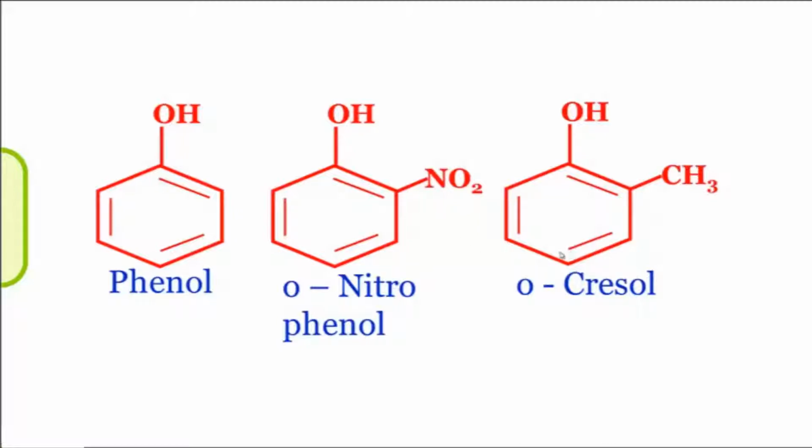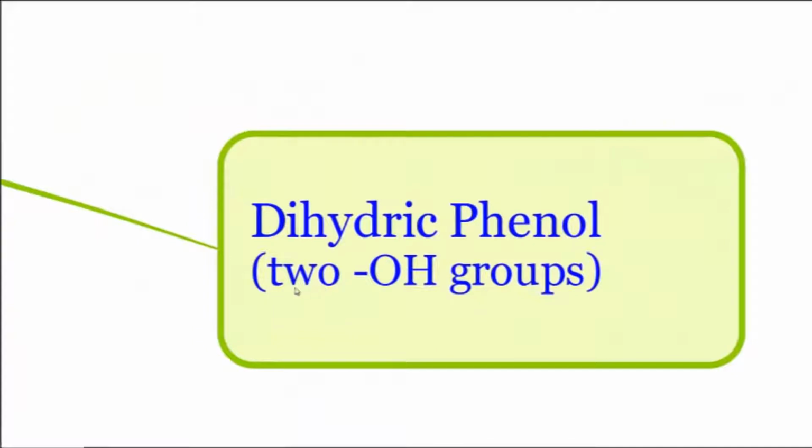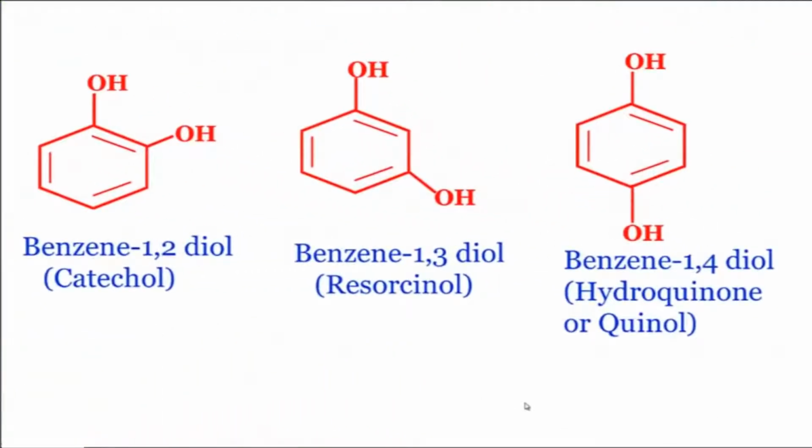Then the third example, to the same phenol structure, in the ortho position it is linked with CH3, the methyl group. So we can call this as 2-methylphenol or 2-methyl-1-hydroxybenzene, and it's popularly called orthocresol. Its molecular formula will be C6H4OH and CH3. Now let's look into few examples of dihydric phenol. All of them will contain 2 OH groups in their molecule. In all the 3 structures that we see here, benzene ring is linked with 2 OH group.